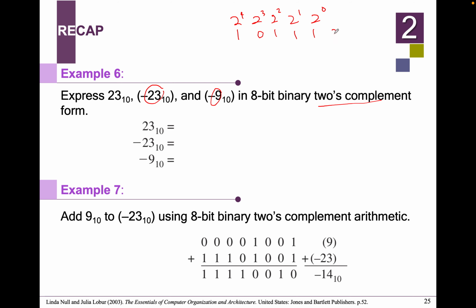One. This is 23. And 9, 1001. Okay, this is 9. So I have a negative 0001, 0111. Okay, this is negative 23. And then I'm going to express it. Okay, this is just express, so it's okay. Later on we're going to add. Okay, and this is 23, negative 23, and this is the value of 23.